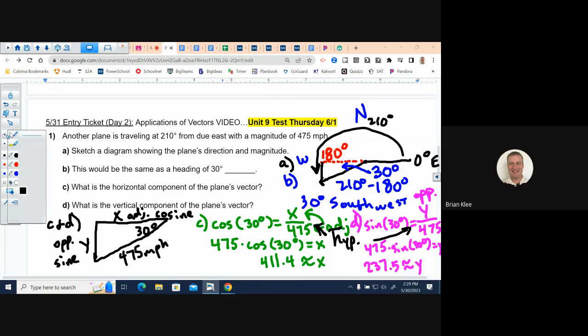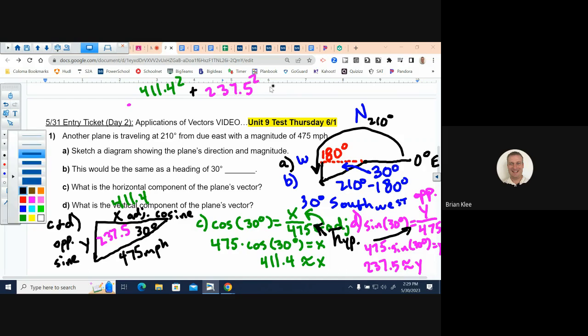And last part, you can check all this using some Pythagorean theorem. If I know that this x is 411.4-ish, and this y is 237.5-ish, if I do Pythagorean theorem, technically I'd put the x first, plus the y, and that needs to equal about 475. Again, we got some rounding error, so we won't be exactly there.